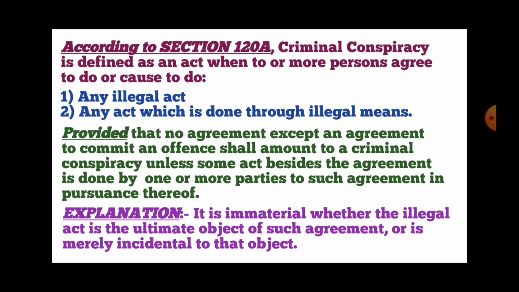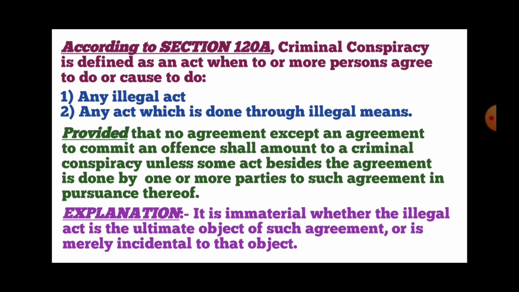Explanation related to this proviso is as follows. It is immaterial whether the illegal act is the ultimate object of such agreement or is merely incidental to that object. It means it is not important whether the illegal act committed by the accused person is the final objective of such agreement or is just performed in pursuance of such final objective.